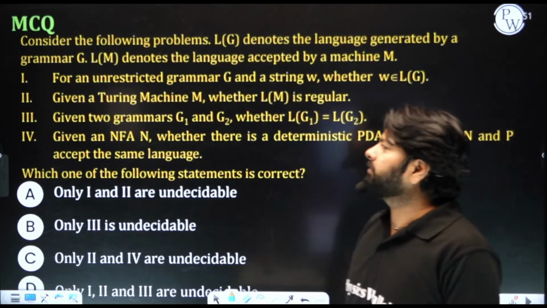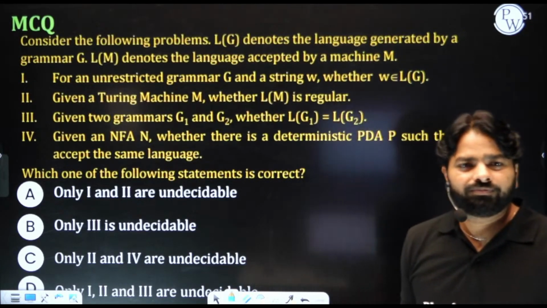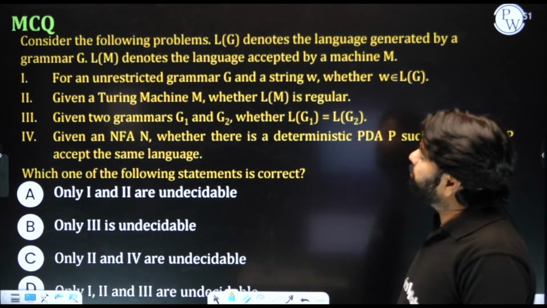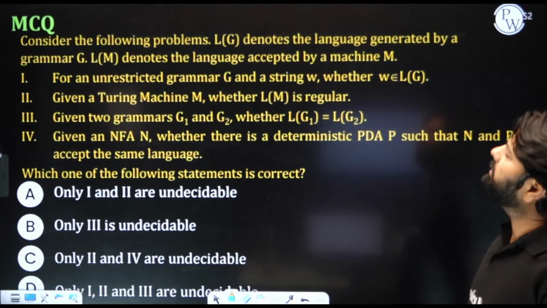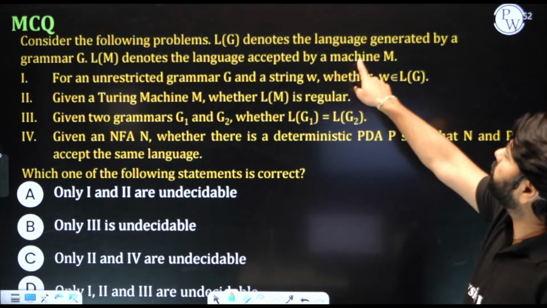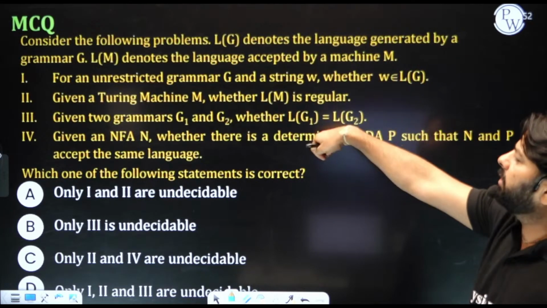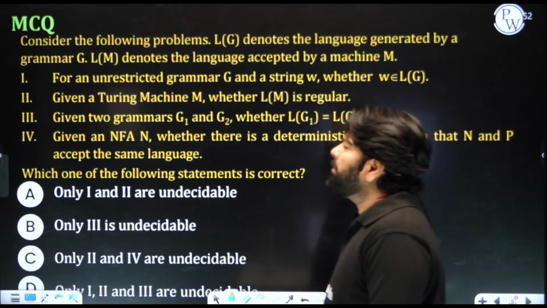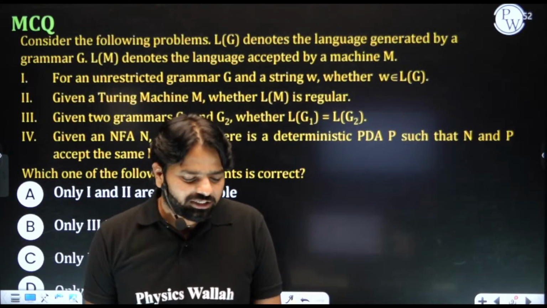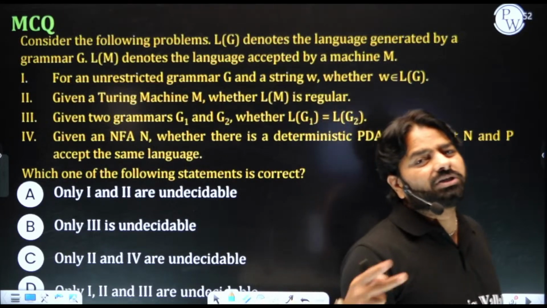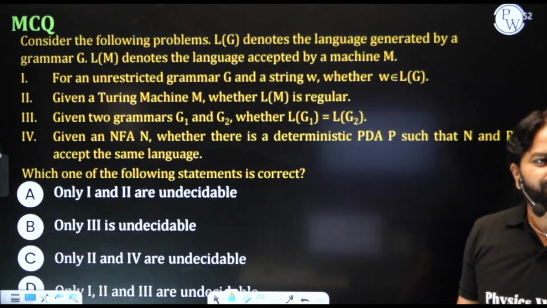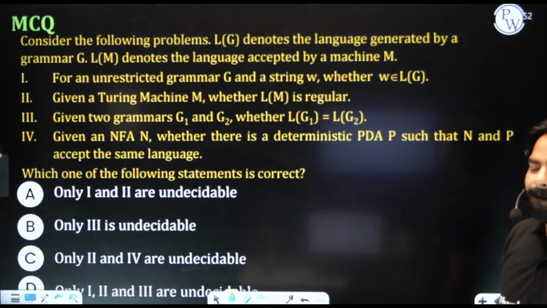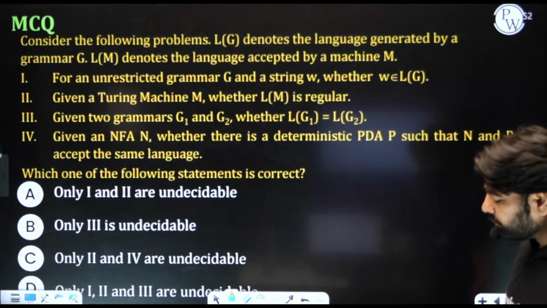Next, can you try the next one? You have 4 problems here, and L of G denotes the language generated by a grammar. L of M denotes the language accepted by machine. By default the grammar, if they don't mention any grammar, it is unrestricted. If they don't mention the name of the machine, it is Turing machine. Can you find out these 4 problems quickly?